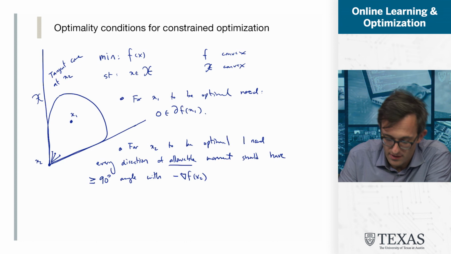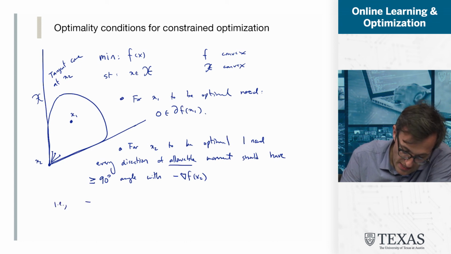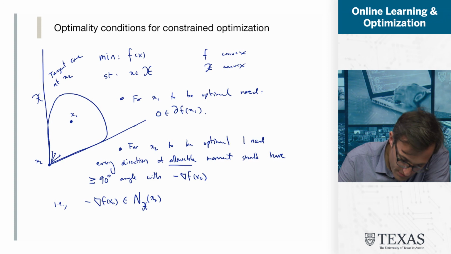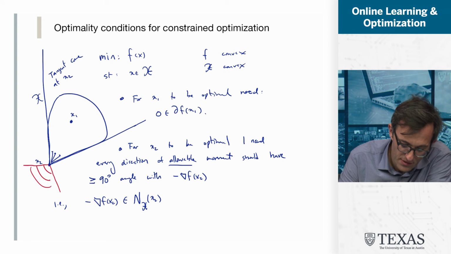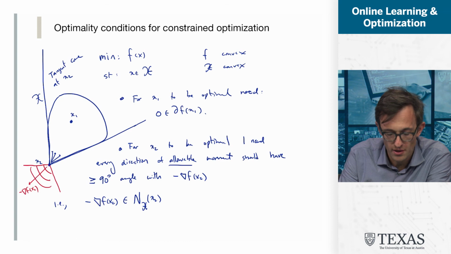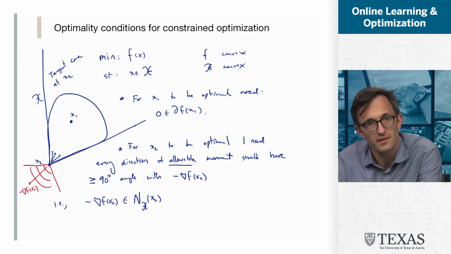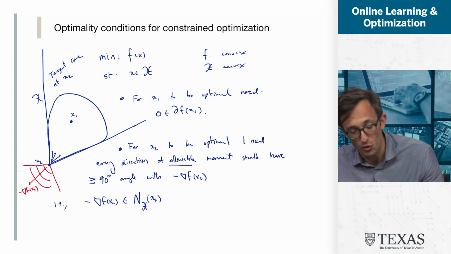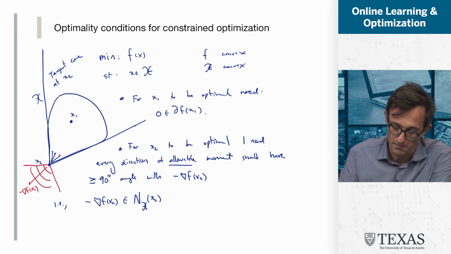Another way to say this is that the negative gradient of f at x2 should be in the normal cone at x2. The normal cone for this example is this. So as long as the negative gradient points in this direction, well, you look at all the directions that you're allowed to move in and they're not desirable because they're requiring you to go opposite to the negative gradient. They're asking you to go according to the gradient, which would just increase your function.